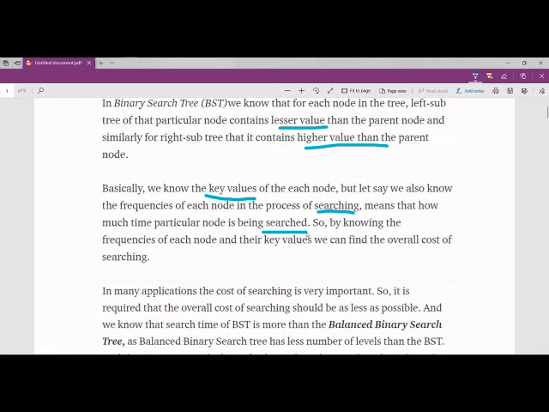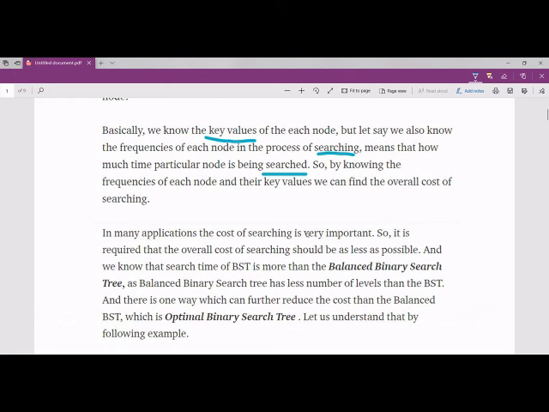So by knowing the frequencies of each node and the key values, we can find the overall cost of the searching. For all nodes we know the frequencies and the key values of that node, and by knowing the key values we can construct our binary search tree, and by knowing the frequencies we can also find the overall cost of the searching. I'm going to explain how we find the overall cost of the searching later in this video.